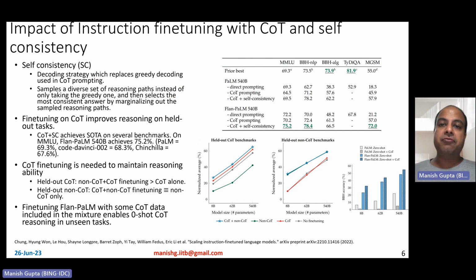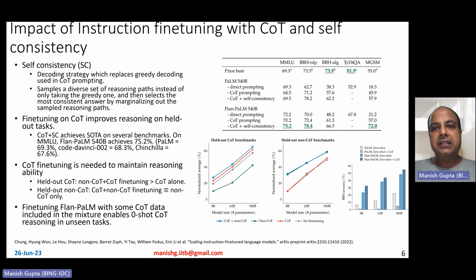So what is the impact of instruction fine-tuning with the chain of thought prompting and self-consistency? Chain of thought prompting is pretty popular. Essentially, you have to include in the prompt reasoning step by step, and you also have to train it with some examples which have detailed reasoning as part of the answer, and then the final answer, right?